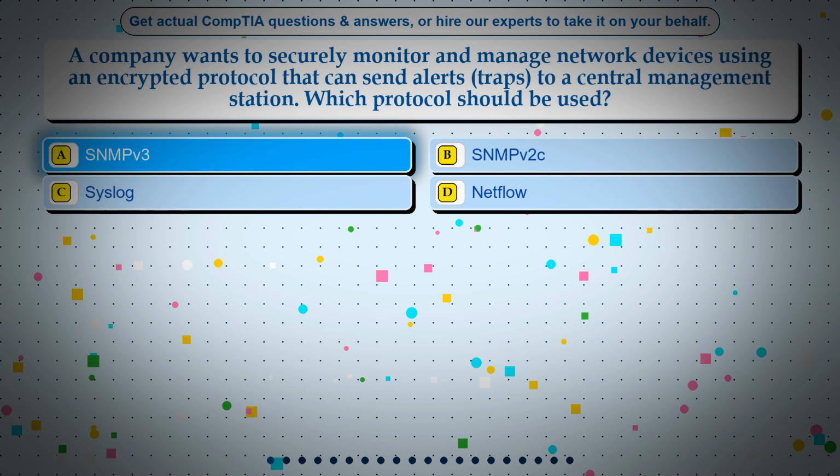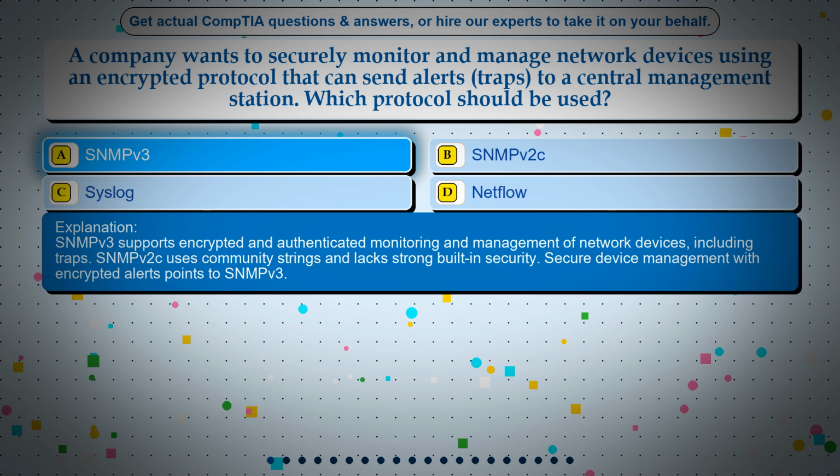The correct answer is option A, SNMPv3. SNMPv3 supports encrypted and authenticated monitoring and management of network devices, including traps. SNMPv2C uses community strings and lacks strong built-in security. Secure device management with encrypted alerts points to SNMPv3.